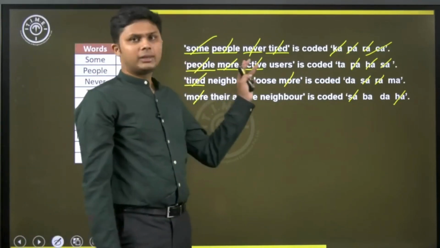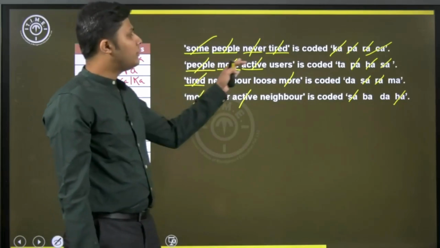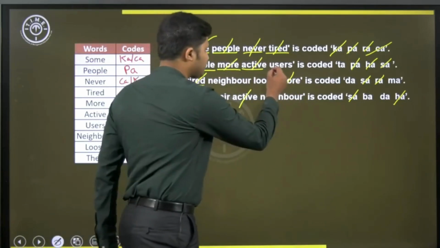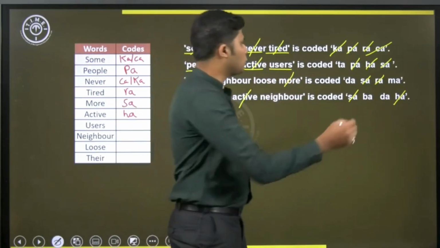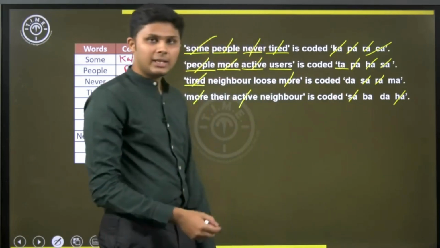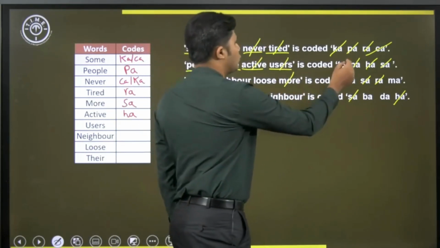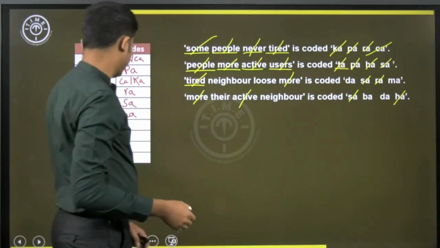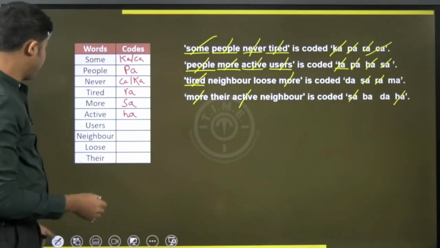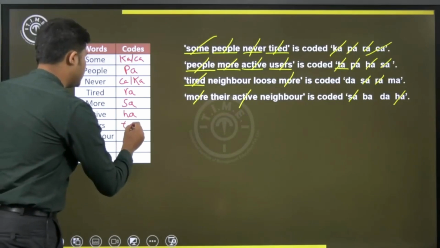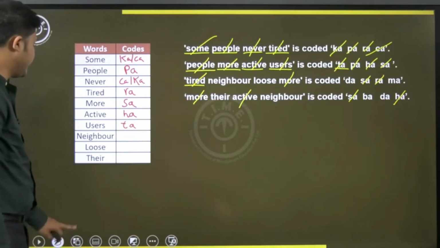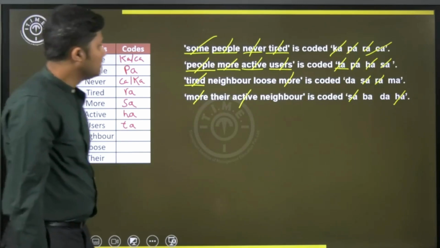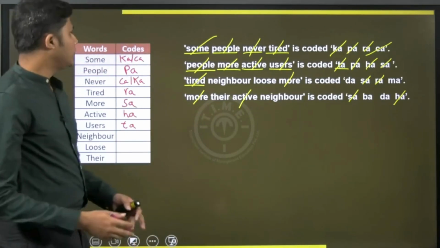Since we got the code for 3 words in this statement, the only left out word here is users and the only left out code here is TA. So you can say that users is coded as TA. So we are done with statement 1 and statement 2.